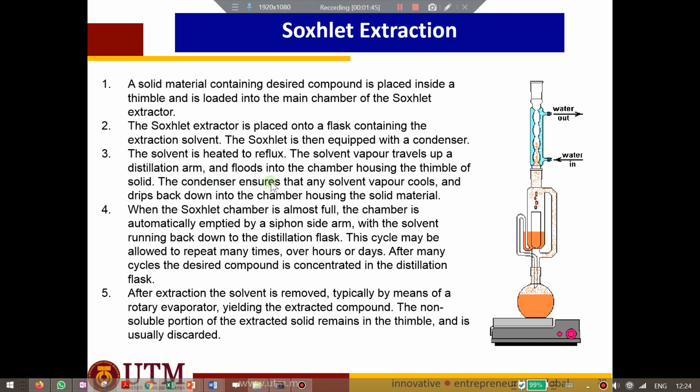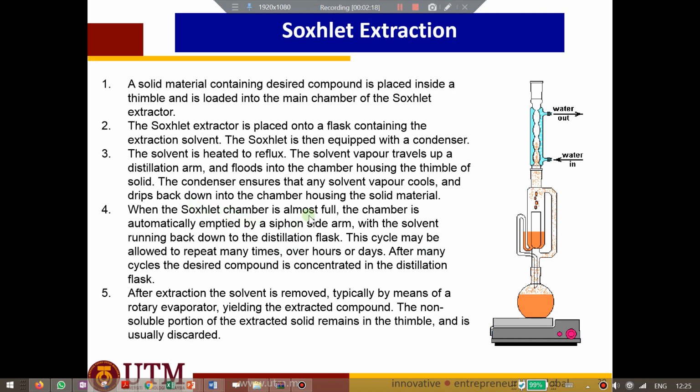The condenser ensures that any solvent vapor cools and drips back down into the chamber housing the solid material. This is the function of the condenser. If it has already become liquid, it will directly drip. But if it's still vapor, when it passes through the condenser, the cooling process will happen. It will go back into liquid, and drip as liquid back into the thimble that contains your sample.